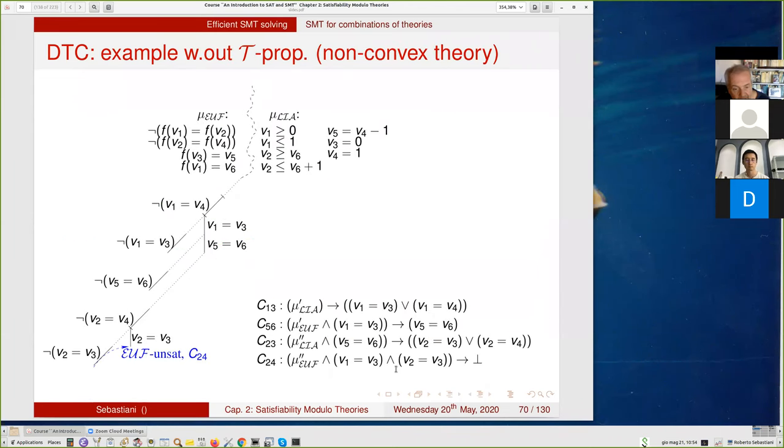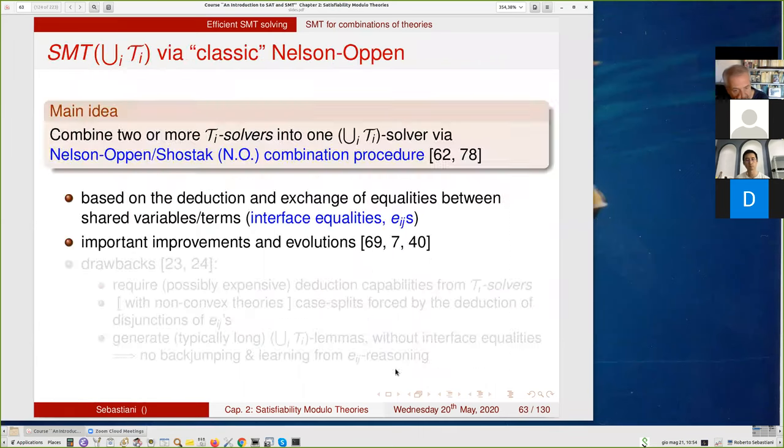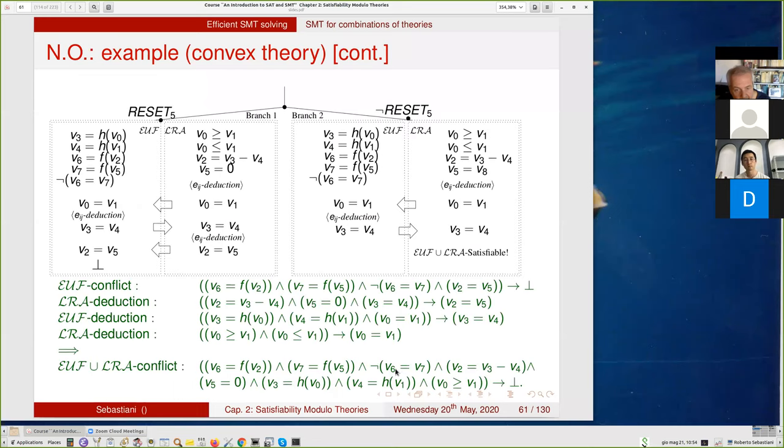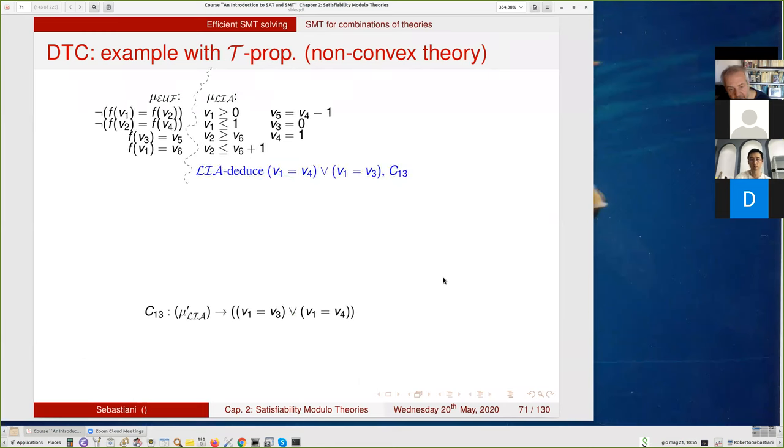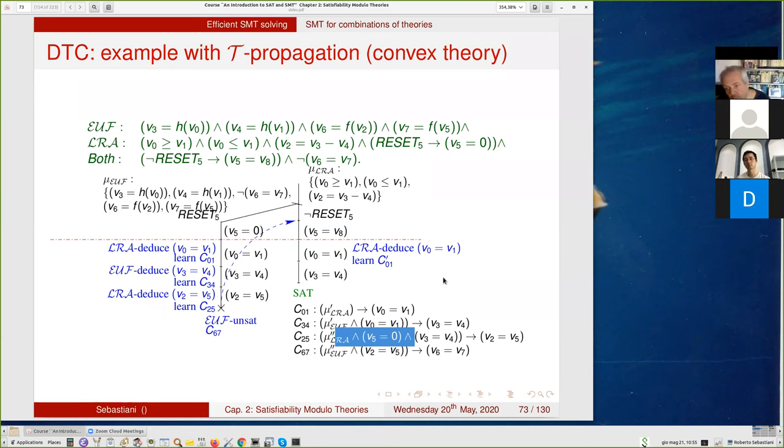So just to compare with Nelson Oppen, let's go back to the example that we had here. Okay, here, the same problem, the Nelson Oppen had to redo all those deductions, even though they were identical, because there's no way of remembering them from one to the other, and the clauses are not of help. But since we are learning clauses which represent the deduction that you have performed, then it's the SAT solver. So the first time the deduction is performed by the theory solver. The second time is done directly by unit propagation of the SAT solver on the learned clauses. This is a huge advantage.